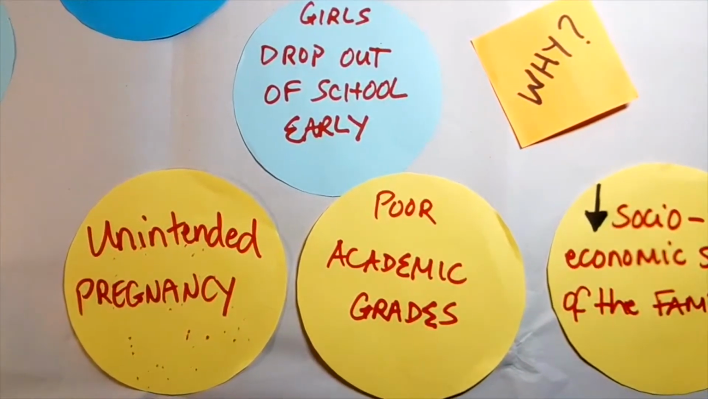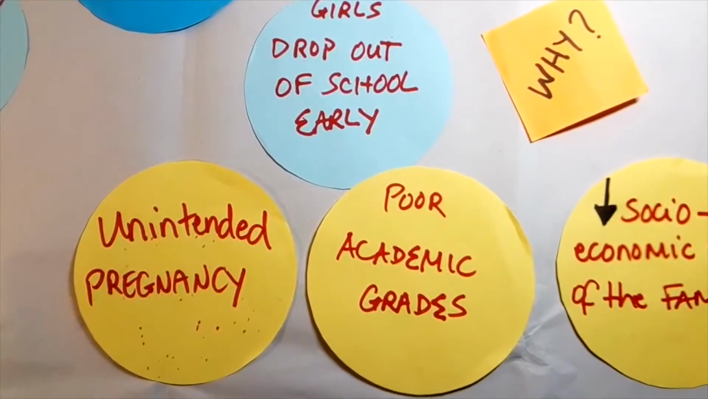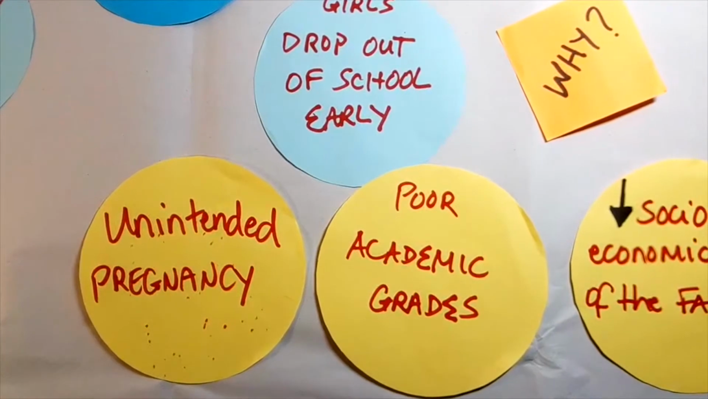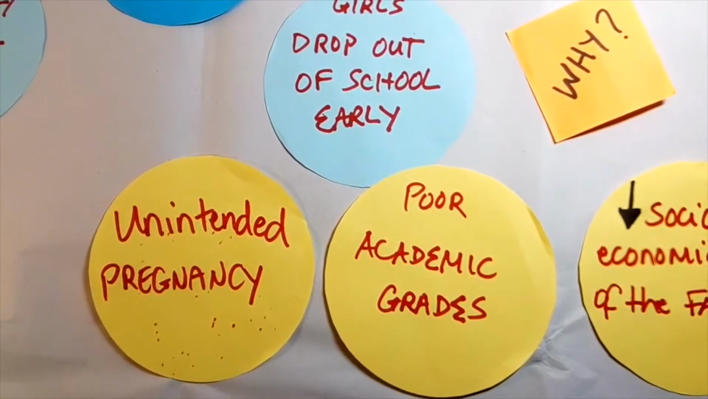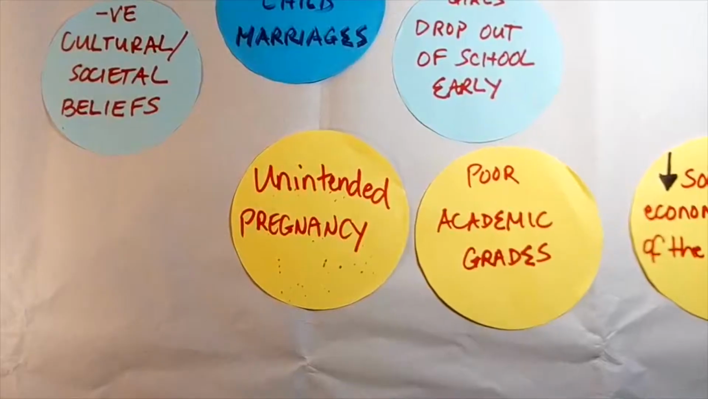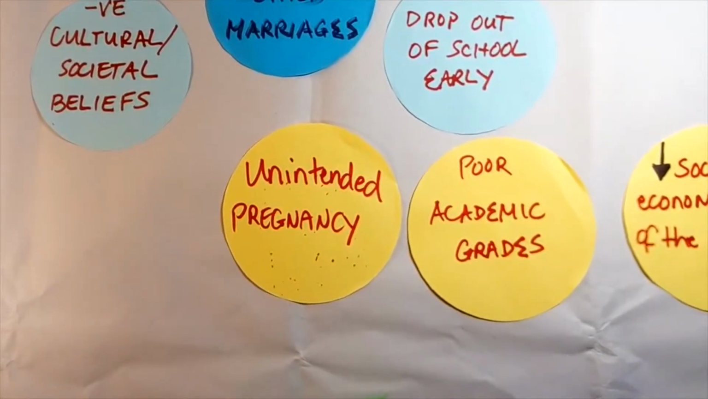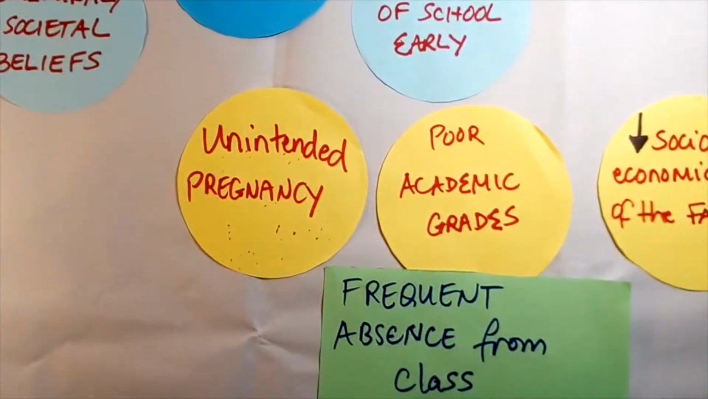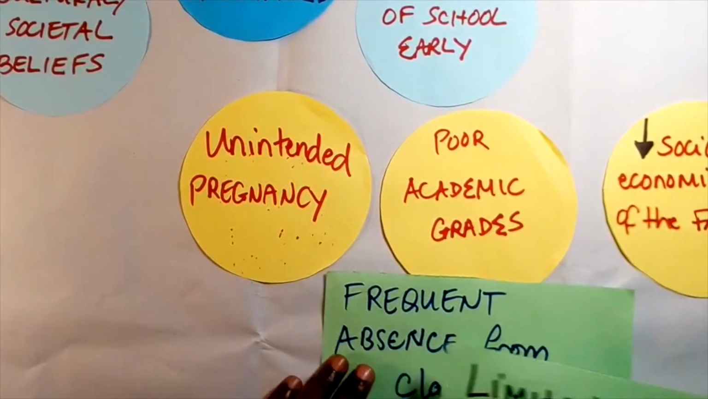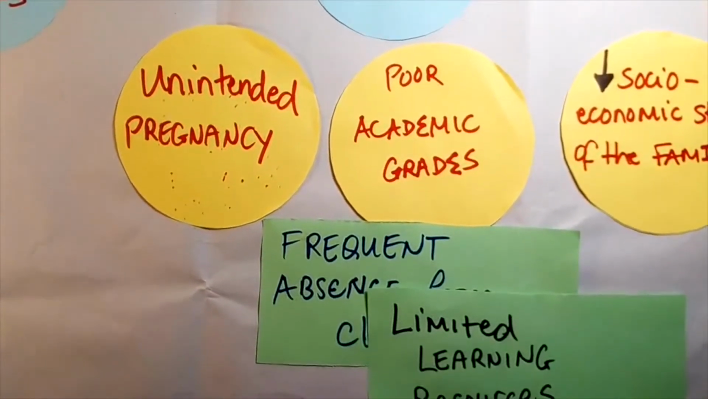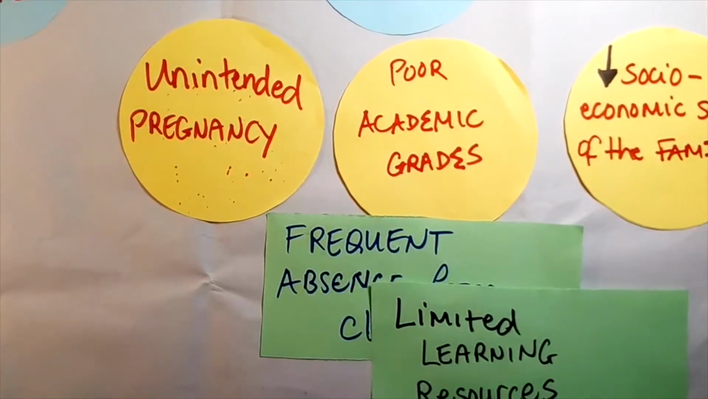And you've got to move that even further and ask yourself, but why? Why is it that the girls are going to perform poorly? So girls are performing poorly because they're frequently out of class, they're not there. Maybe it's also because they have limited learning resources. Okay, that's the reason why. So the question, why and why?